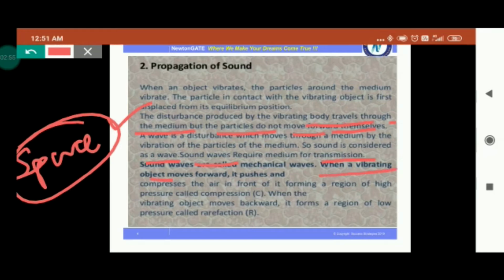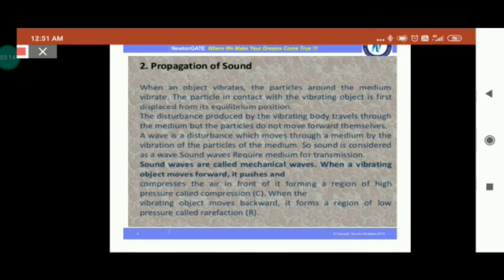When a vibrating object moves forward, it pushes or compresses the air in front of it, forming a region of high pressure called compression. When the vibrating object moves backward, it forms a region of low pressure called rarefaction. I will explain this in the next slide.